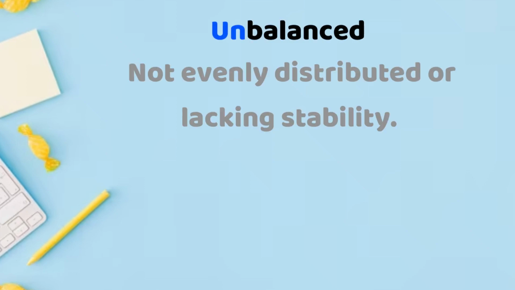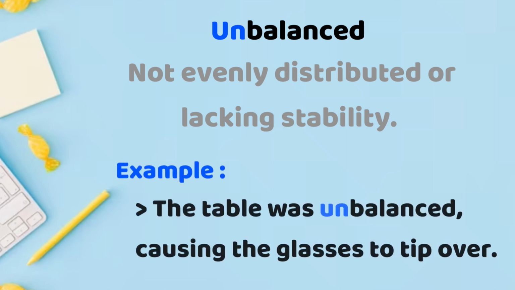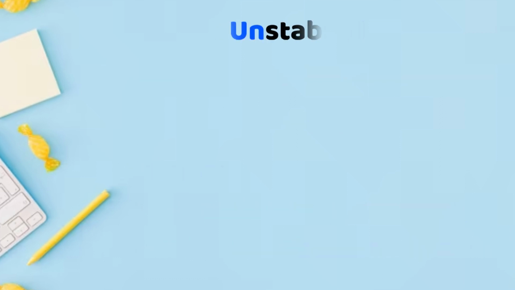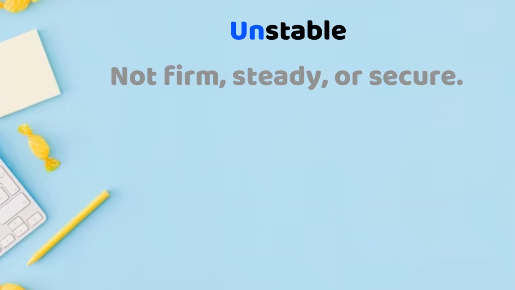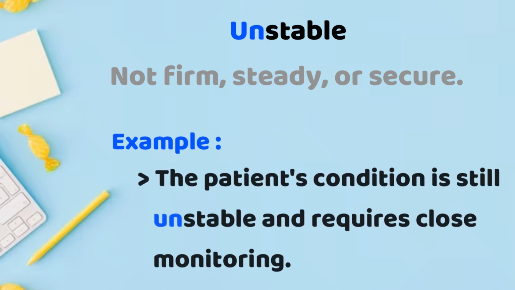Unbalanced. Not evenly distributed or lacking stability. Example: the table was unbalanced, causing the glasses to tip over. Unstable. Not firm, steady, or secure. Example: the patient's condition is still unstable and requires close monitoring.